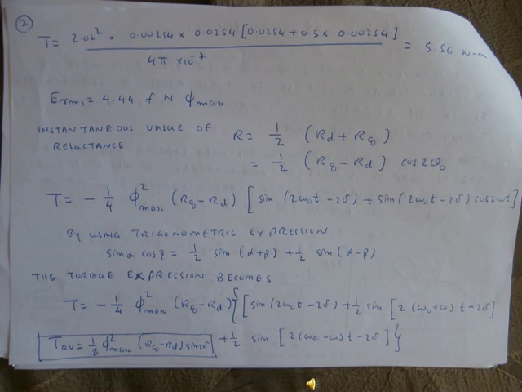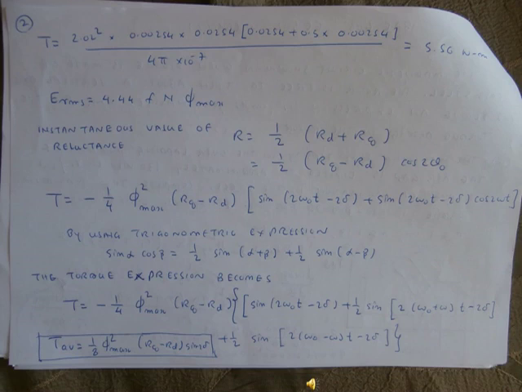So R equals half multiply RD plus RQ. Here RD means the direct axis. When the position of the rotor is in line with the axis, there will be the reluctance RD, and when the position of the rotor is at 90 degrees, perpendicular to the axis, there will be the reluctance RQ. So the R value is equal to half multiply RD plus RQ.